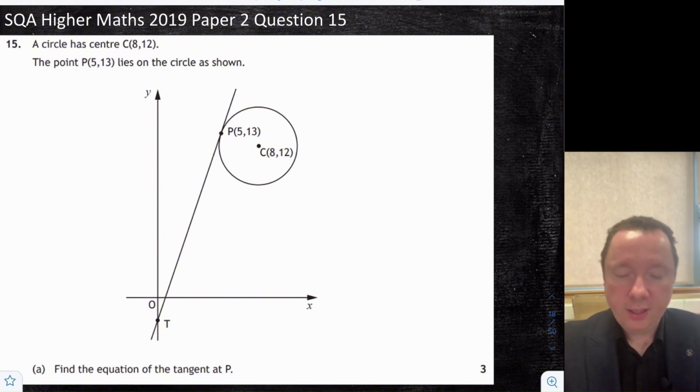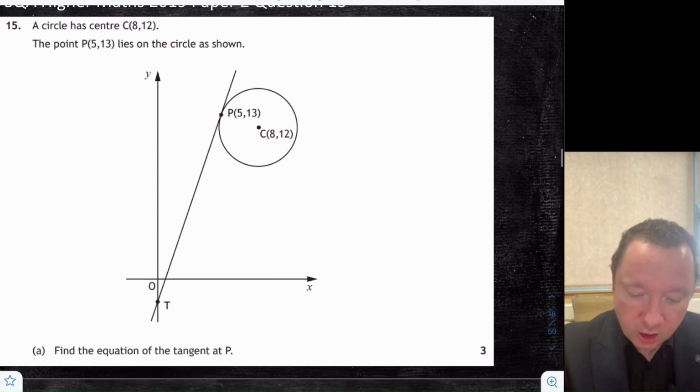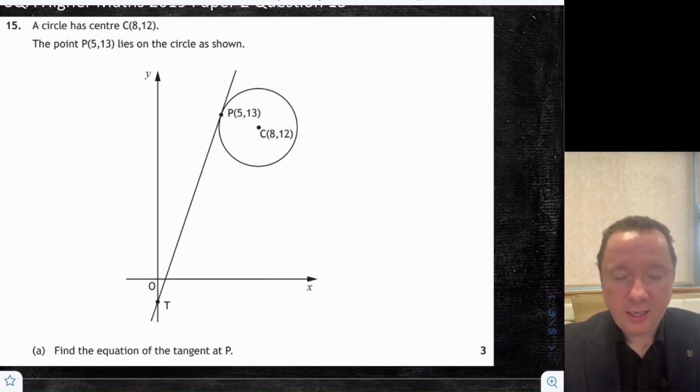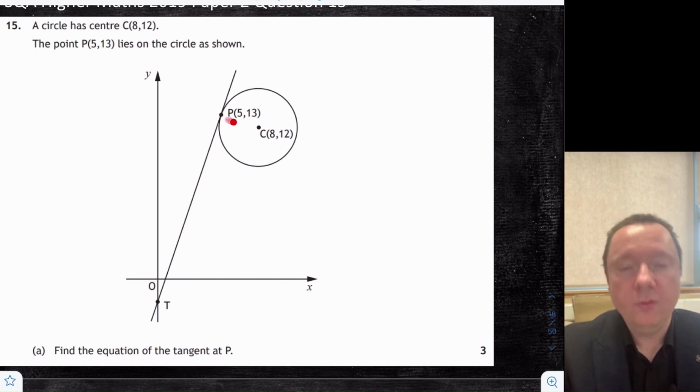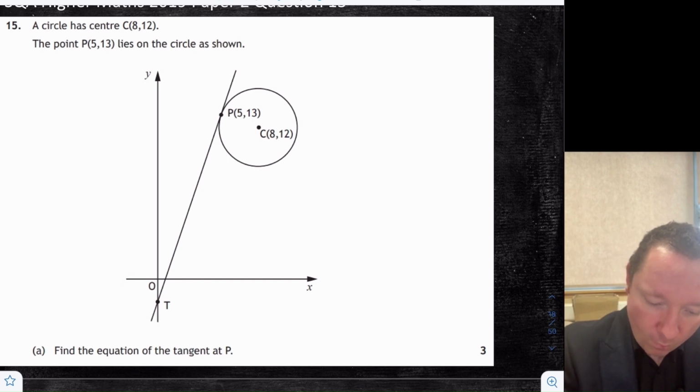Now, if we want to find the equation of the tangent, if it's about circles, a tangent meets a radius at right angles. So we can find the gradient of the radius, and then m1 times m2 equals minus 1. So we'll just do that. Let me just draw that picture in so it's really clear.